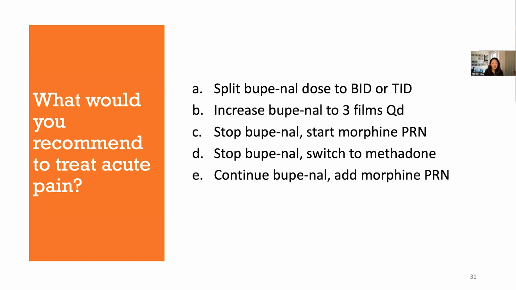So she's taking the buprenorphine, 24 milligrams, once daily. You split dose it into 2 or 3 times a day to treat this acute arm fracture pain. Do you increase the buprenorphine to beyond 3 films? Sorry, there's a typo. Do you stop the buprenorphine and start morphine as needed? Maybe you think that a full agonist would work better. Do you stop the buprenorphine, switch her to methadone because methadone also is used to treat OUD? Or do you continue the buprenorphine and then you add morphine as needed on top of that?